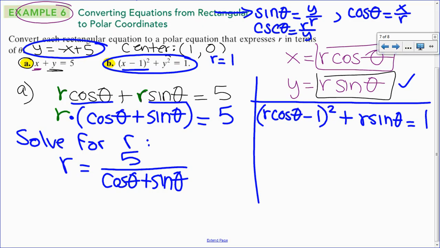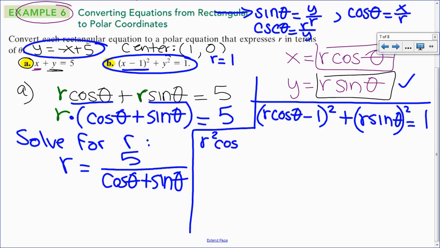Okay, so I'm going to expand the first expression, which is a binomial. So it will be r squared cosine squared theta. I'm going to need more space. Isn't it r sine theta squared? Yeah. Because it was y squared, so r sine theta has to be squared. Oh, right here. Yes, you're right, thank you. Okay, so then if we square this binomial, it will be r squared cosine squared theta.